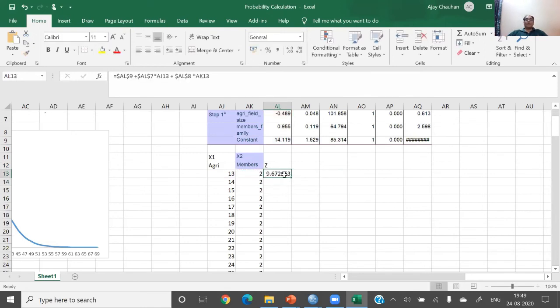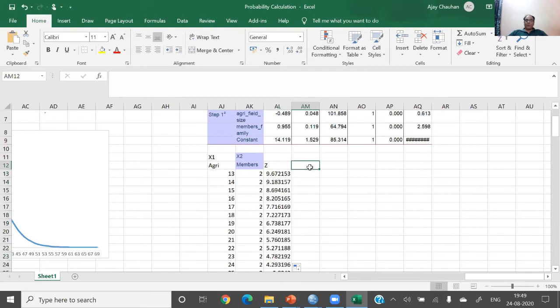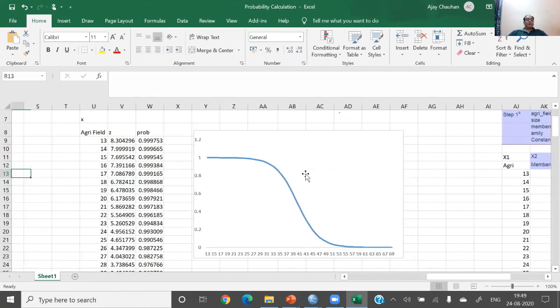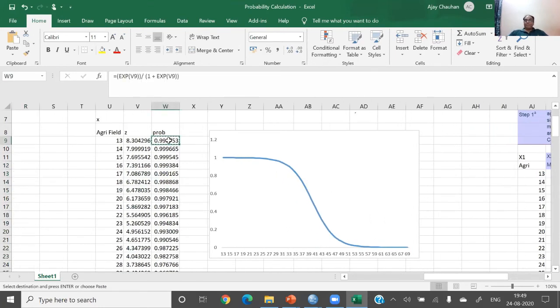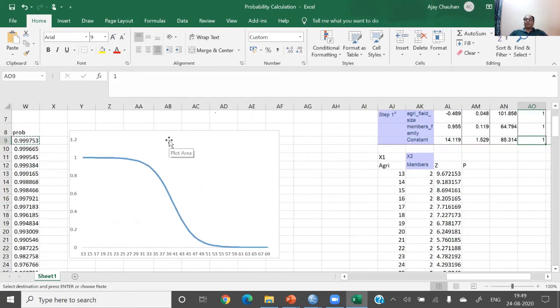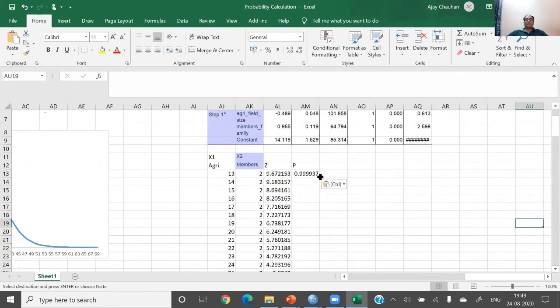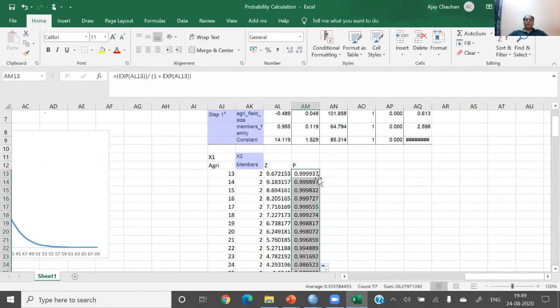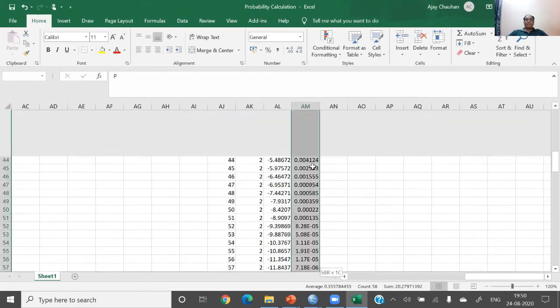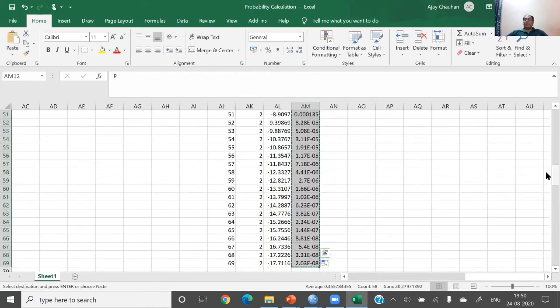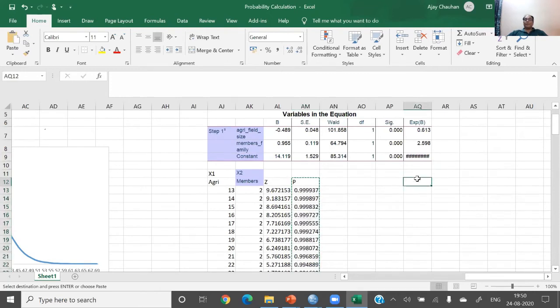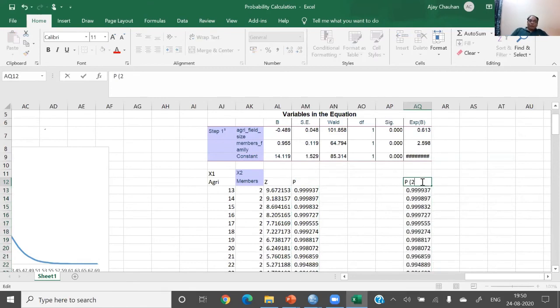Okay, copy. Now I want to calculate the probability. I can take the formula from here. I can just copy the formula, because the probability formula is the same everywhere. Now you can see the probability I calculated. I copy these values here. Let me call it P2, meaning the probability of migration when there are two members.